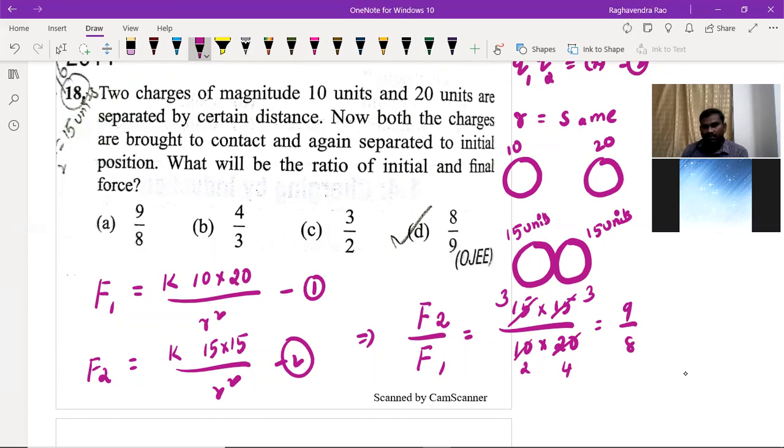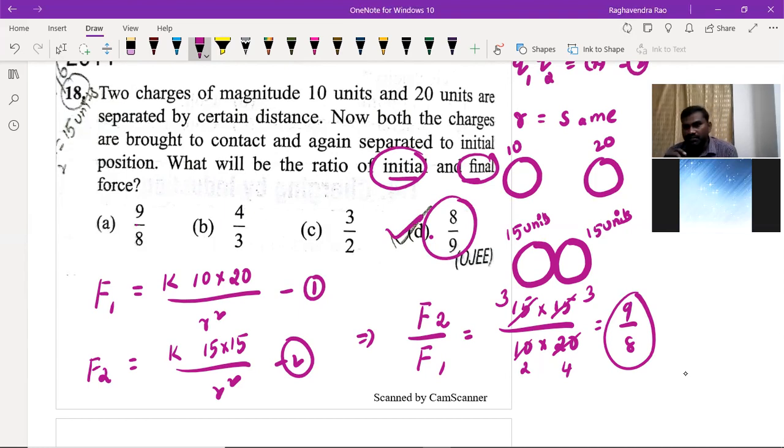What is the ratio of initial to final? Initial is F1, final is F2, so reverse: 8 by 9. What they are asking is initial to final, that means F1 by F2, that means 8 by 9. So here we use the process of conduction. Due to conduction, charge will redistribute. The total charge will redistribute equally on both the spheres, which are of the same size.